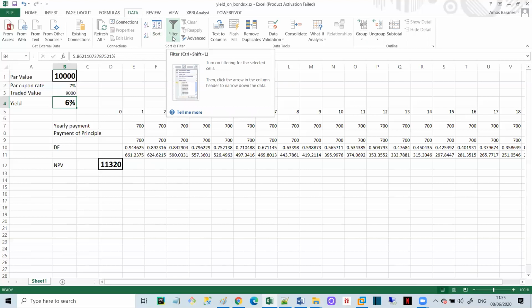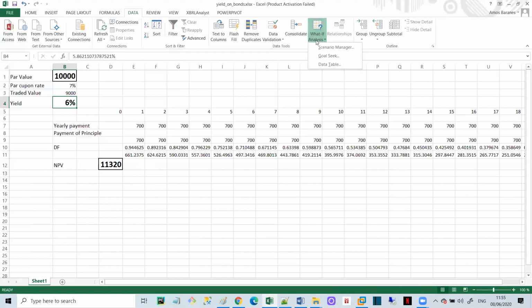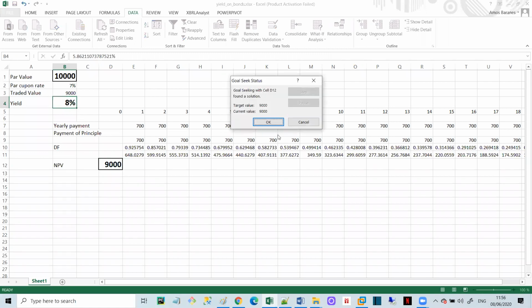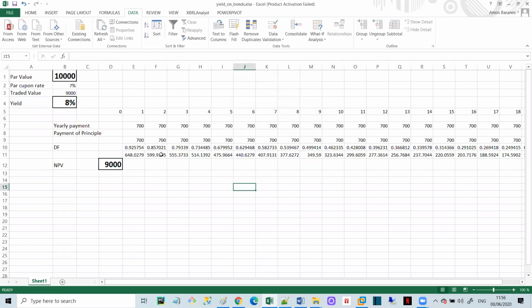I never really use Excel anymore. I use Python, where you run a loop and solve it quickly. But for you, this is another bad idea. You go into Goal Seek, you try to set this cell to be 9,000, and then by changing this cell, let's run it. And okay, bingo. He found that it's supposed to be 8%.